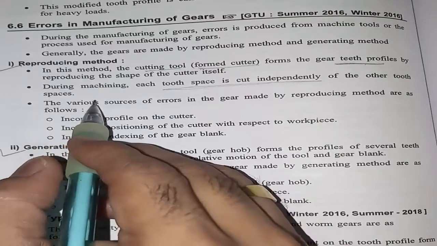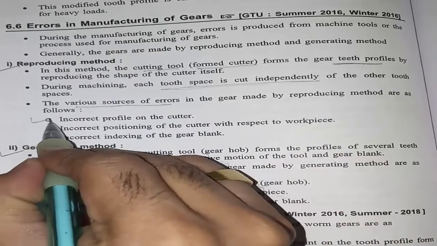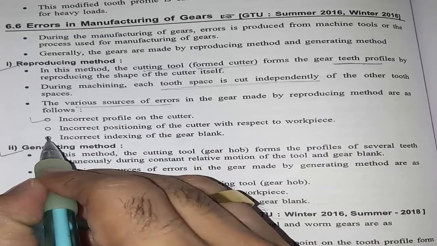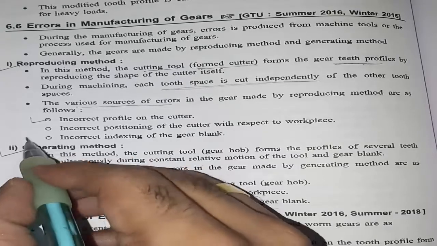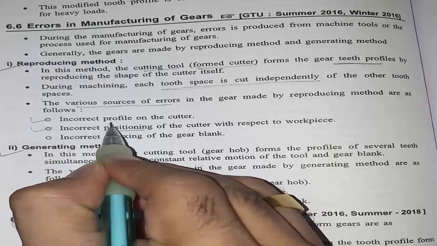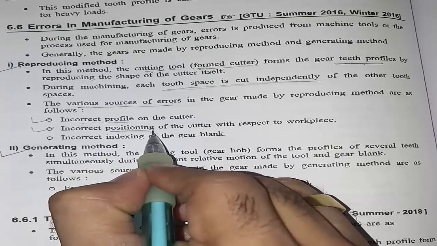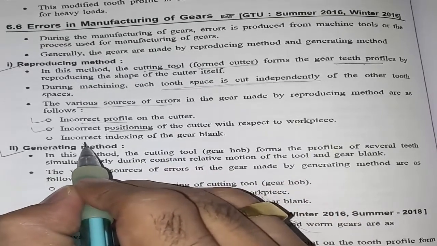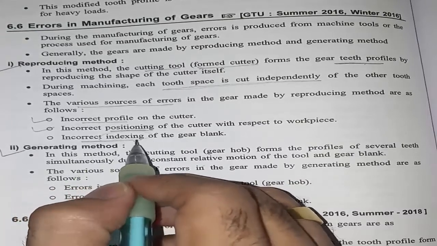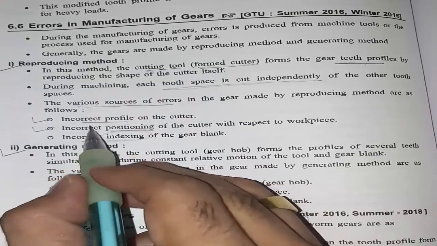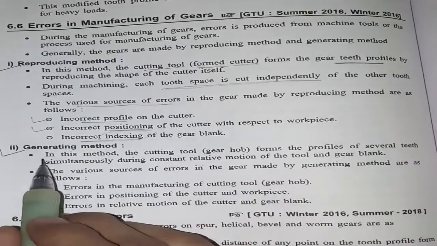There are various sources of error in this reproducing method. The first is incorrect profile on the cutter; if the cutter has an incorrect profile, there may be a chance of error. The second is incorrect positioning of the cutter with respect to the workpiece, and the third is incorrect indexing of the gear blank. You know the indexing, right? So these are the sources of error for the reproducing method. Now for the generating method.